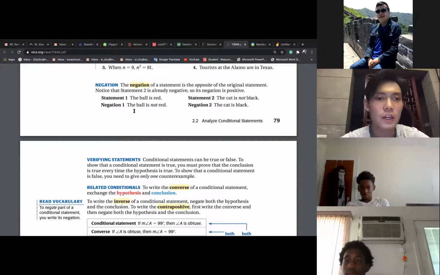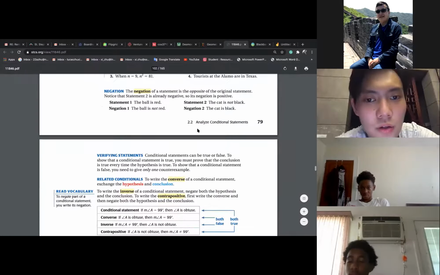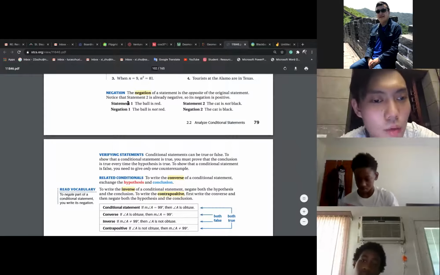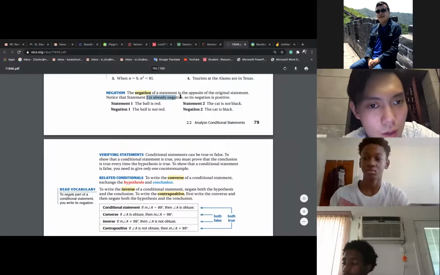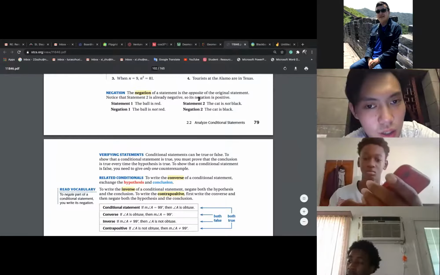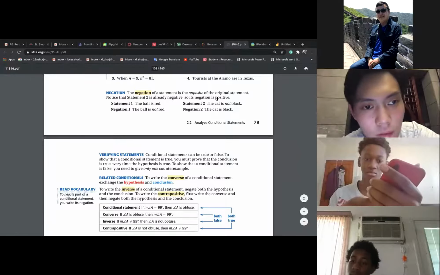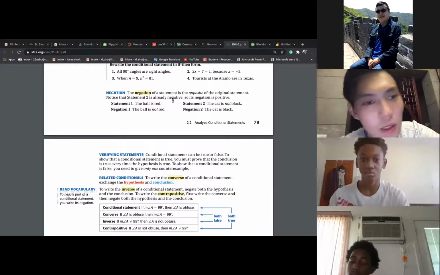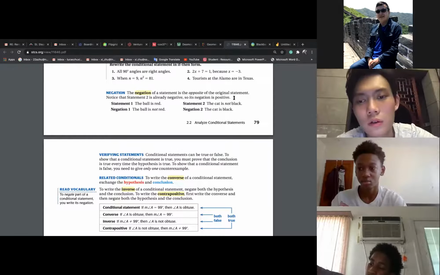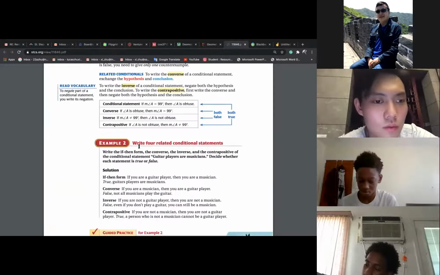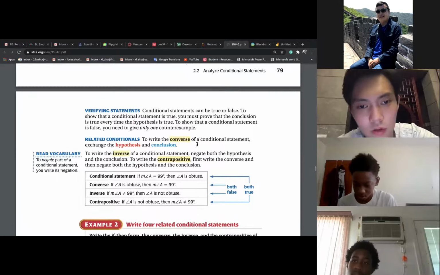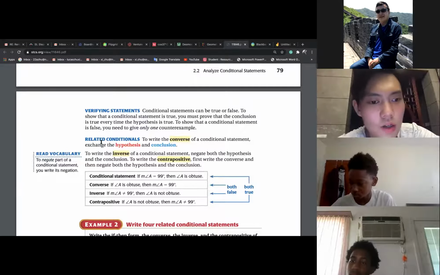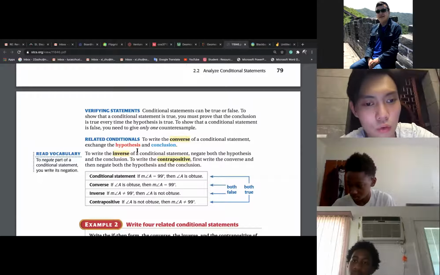And also, the negation of a statement is the opposite of the original statement. Notice that statement two is already negative, so its negation is positive, right? See, the negation is simply the opposite meaning of the original statement. And there's also a converse. To write a converse of a conditional statement, exchange the hypothesis and conclusion.